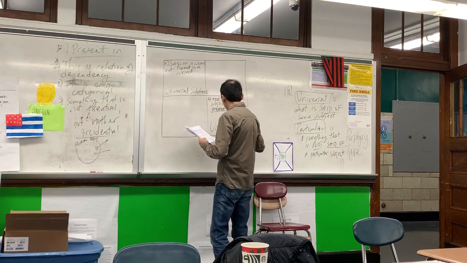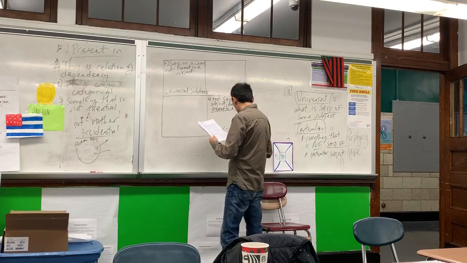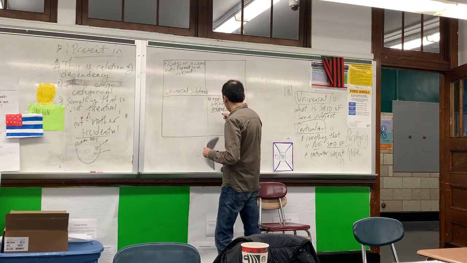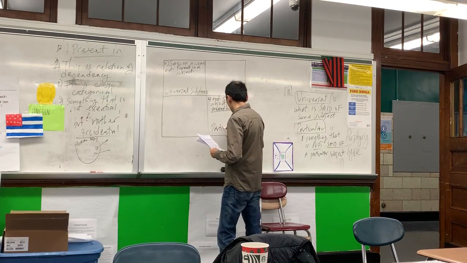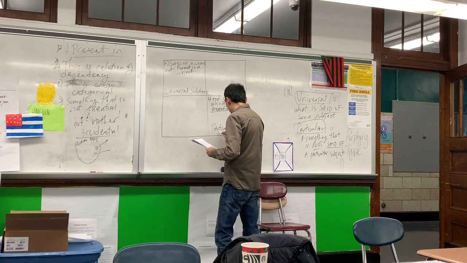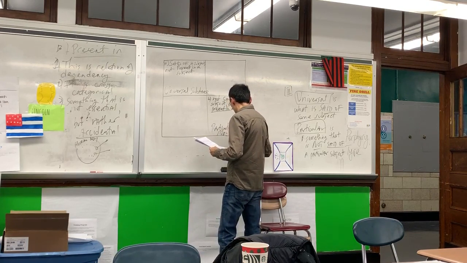This is a universal. Sorry, this is a particular. Because it's not said of a subject. This is a particular non-substance being. Predication.